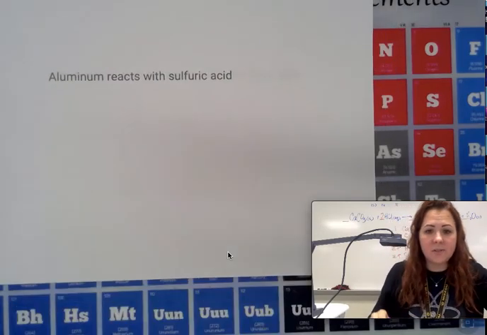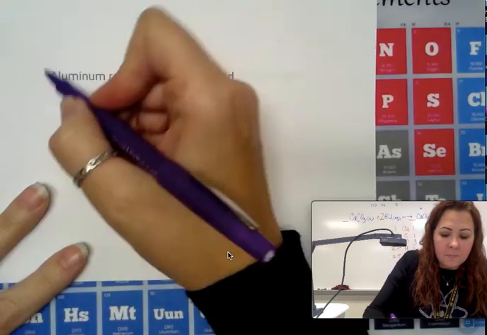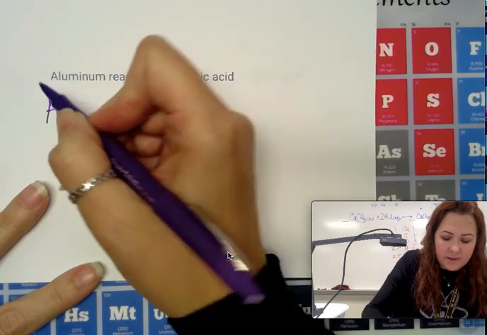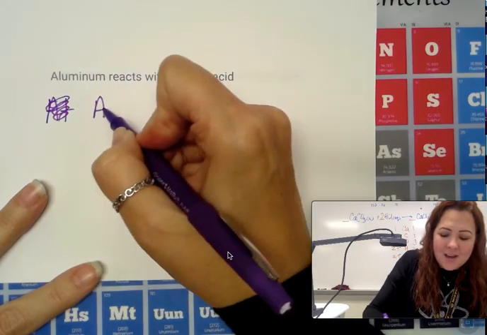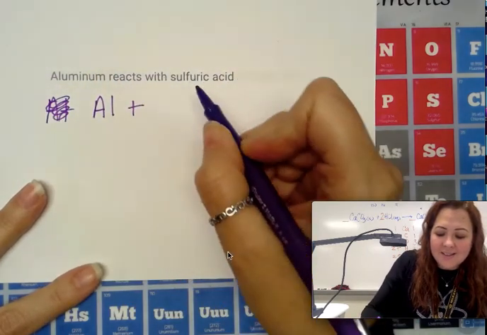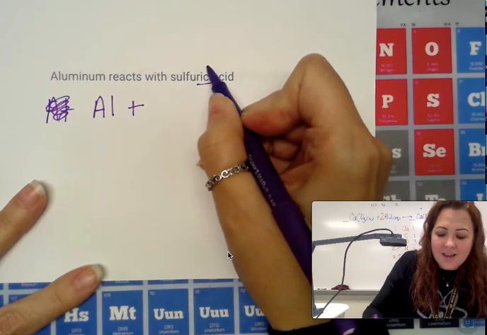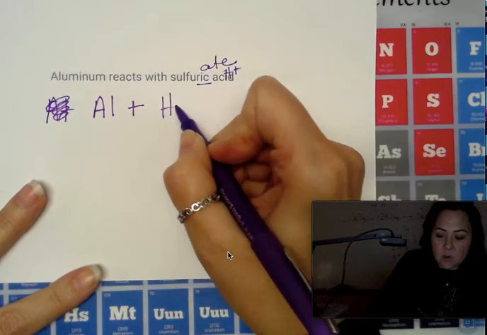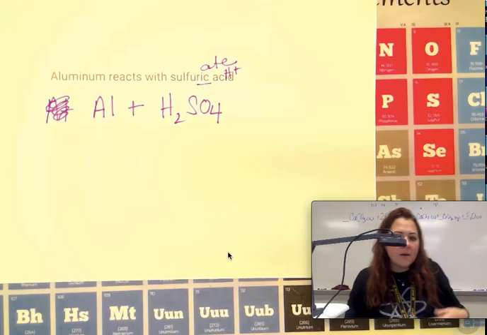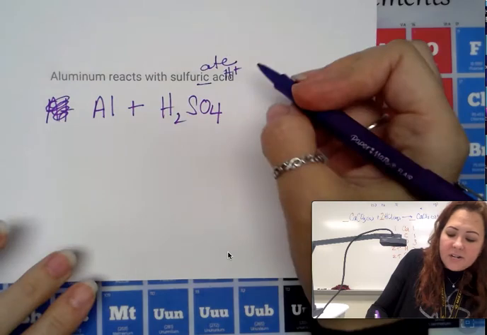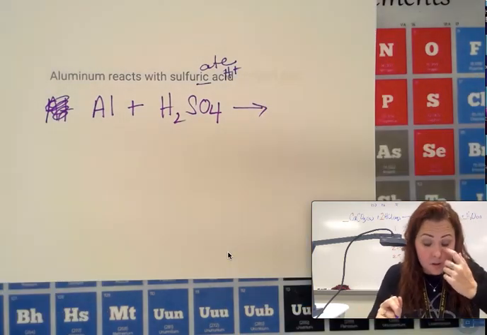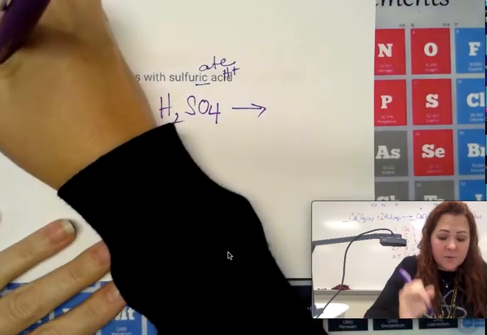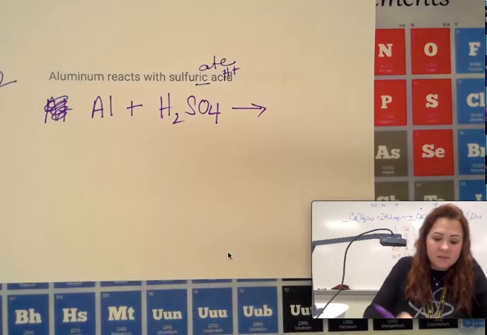All right, the next one says aluminum. Aluminum reacts with sulfuric acid. Ic means this used to be ate. Acid means you have hydrogen ions, so you have H2SO4 for that one. Sorry, my paper just went blank. There we go. We need to predict our products. This is another single replacement reaction because I have a single element.